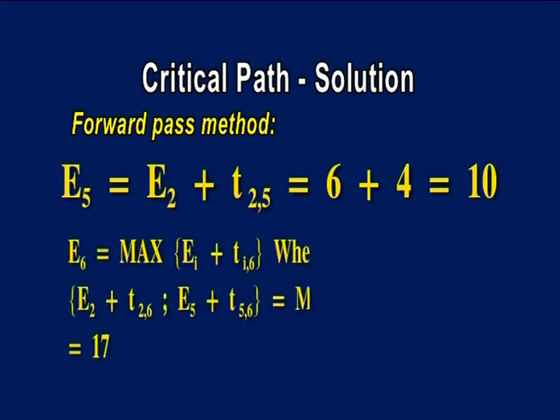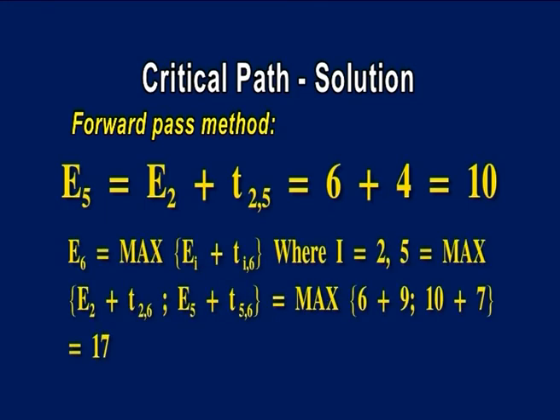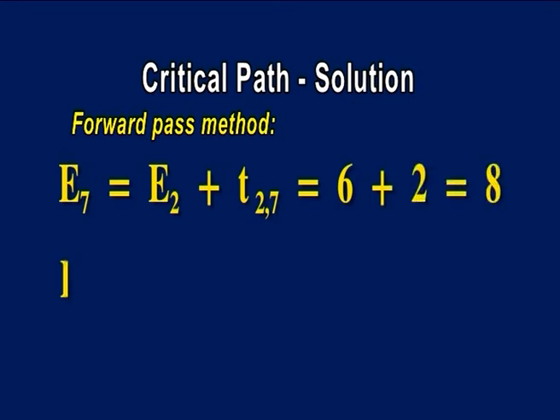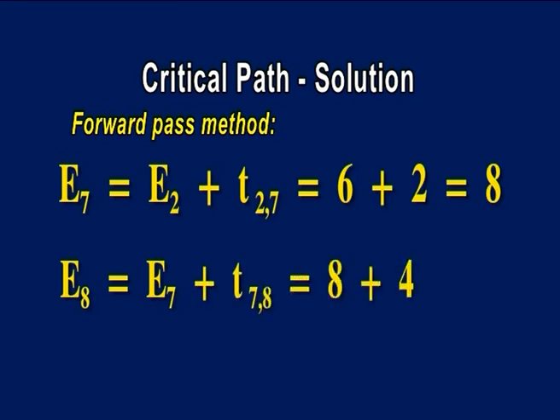E6 is equal to max of Ei plus Ti,6 where i is equal to 2, 5, which is max of E2 plus T2,6, E5 plus T5,6, which is max of 6 plus 9, 10 plus 7, equal to 17. E7 is equal to E2 plus T2,7, which is 6 plus 2 equals 8. E8 is equal to E7 plus T7,8, which is 8 plus 4 equals 12.